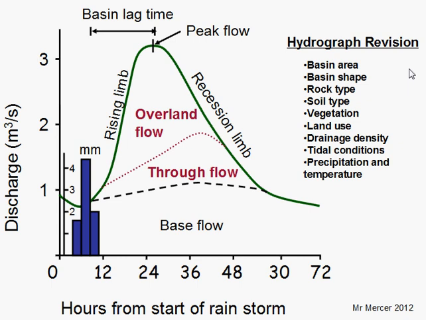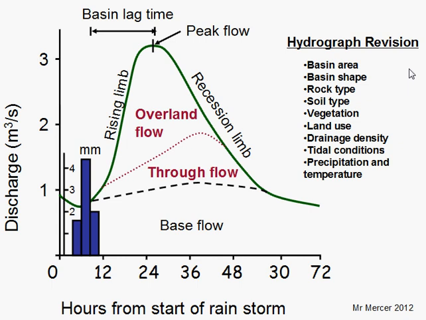Basin shape. Circular basins tend to fill their rivers more quickly because there's a shorter distance between the river and its watershed. Elongate basins, that's oval shaped, tend to be slower, so they have a longer lag time.